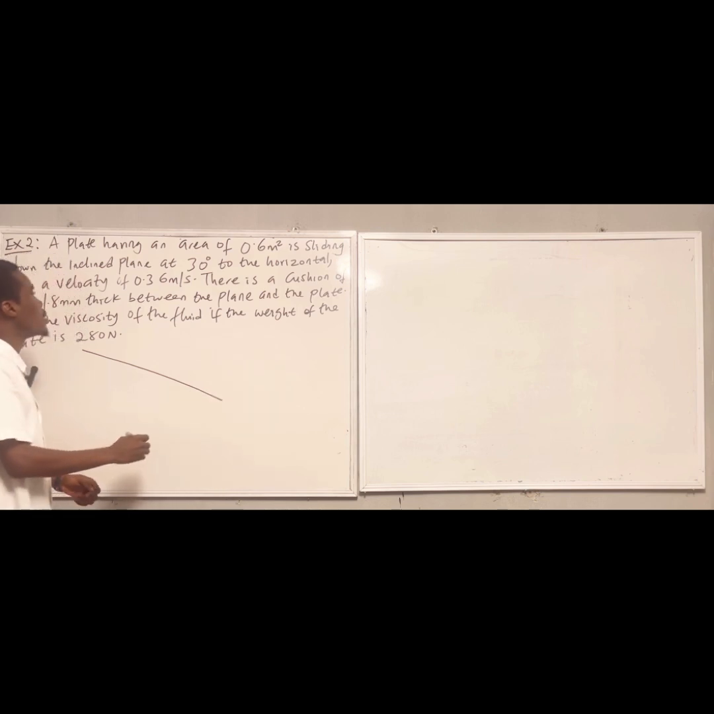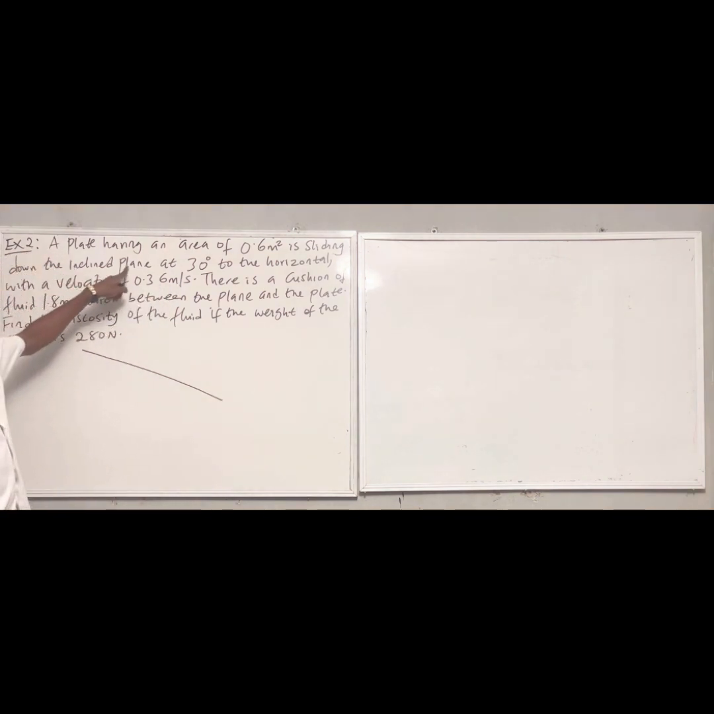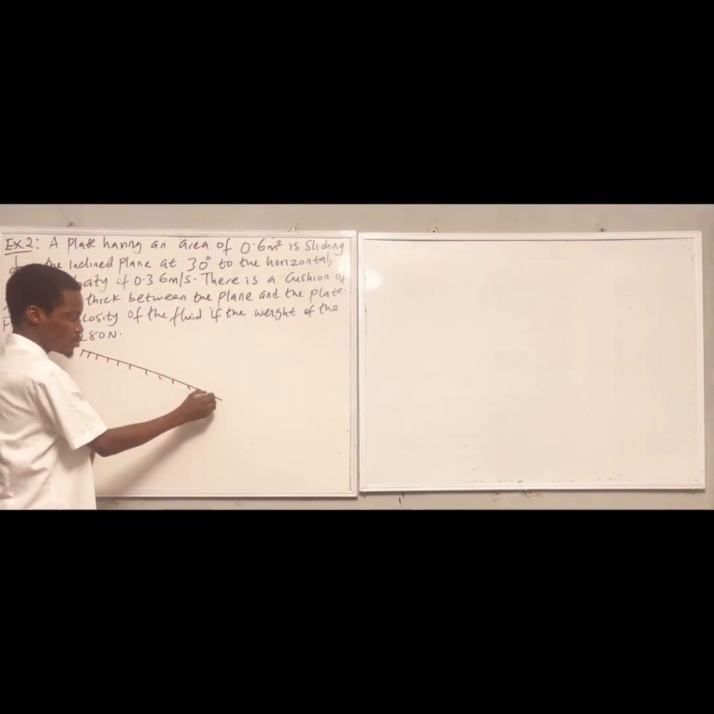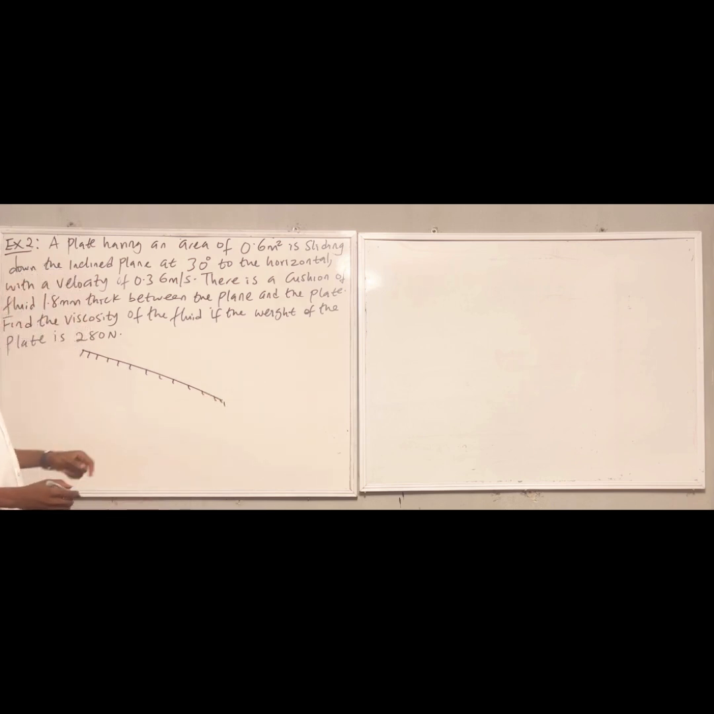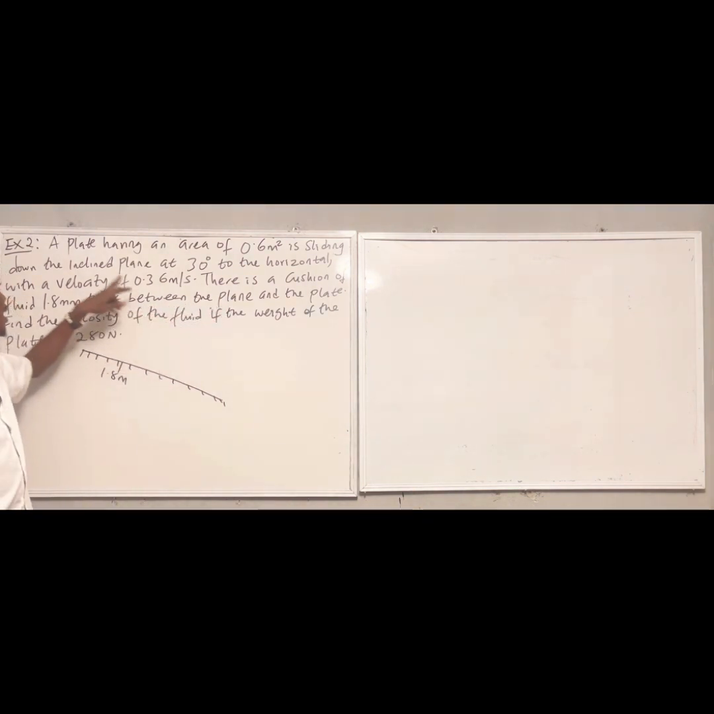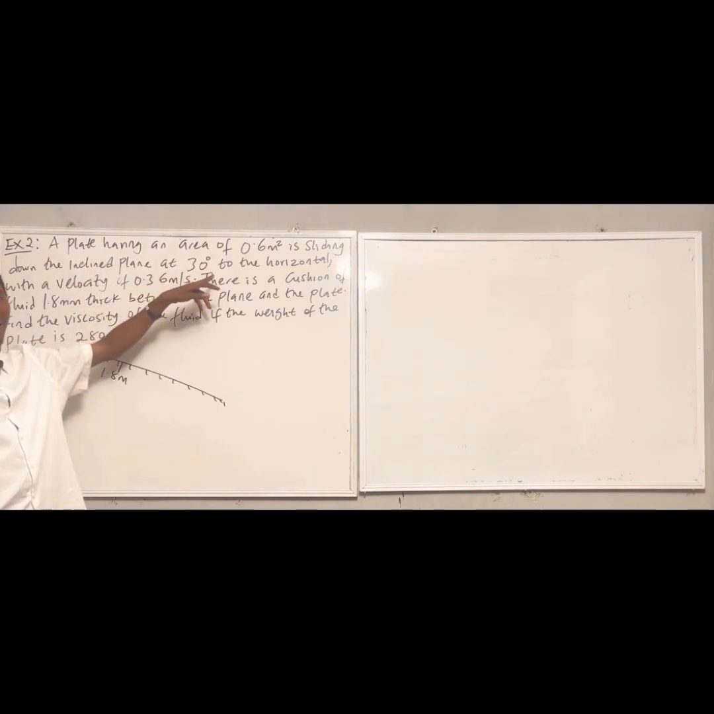We have a plate with an area, sliding down an inclined plane, something like this. It slides to the horizontal with a velocity of about 0.36 meter. There is a cushion of fluid 1.8 meter thick, and we also have the fluid between the plane and the plate, with an inclined plane at 30 degrees.